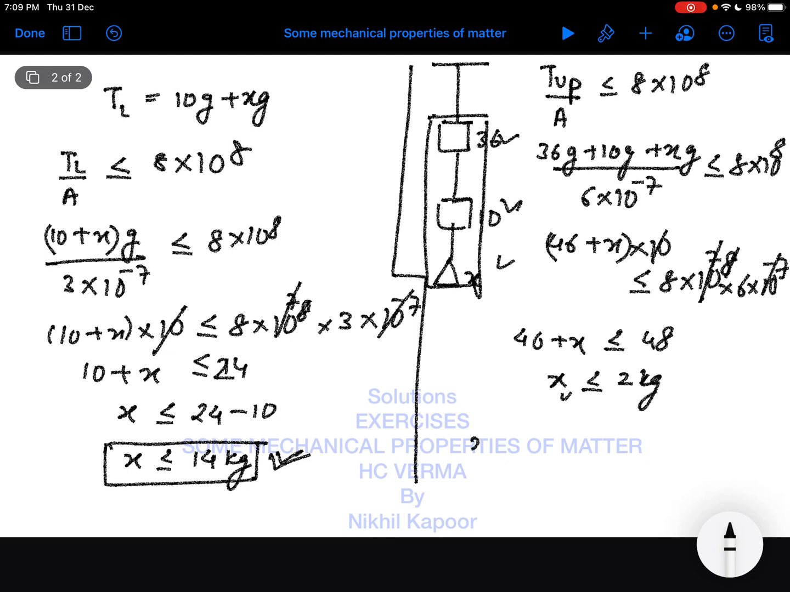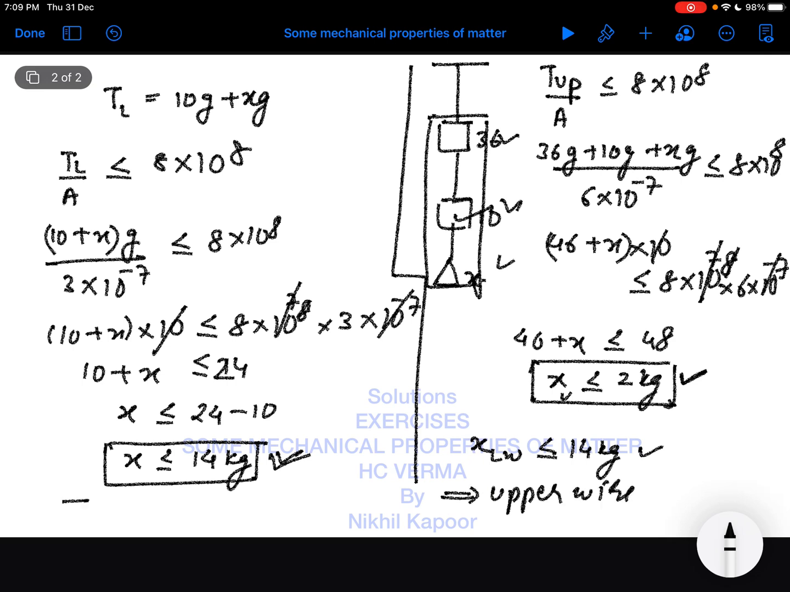While for the lower wire, this remains the same because this mass is 10 kg and this is X. So for the lower wire it should be 14 kg. Now it is very clear. When the load in the pan becomes 2 kg, the upper wire will break, while when the load on the pan becomes 14 kg, the lower wire will break. So obviously the maximum load that can be put without breaking any wire is 2 kg. In the second case, the upper wire is likely to break first, while in the first case, it is the lower wire which is likely to break first. Okay, thank you.